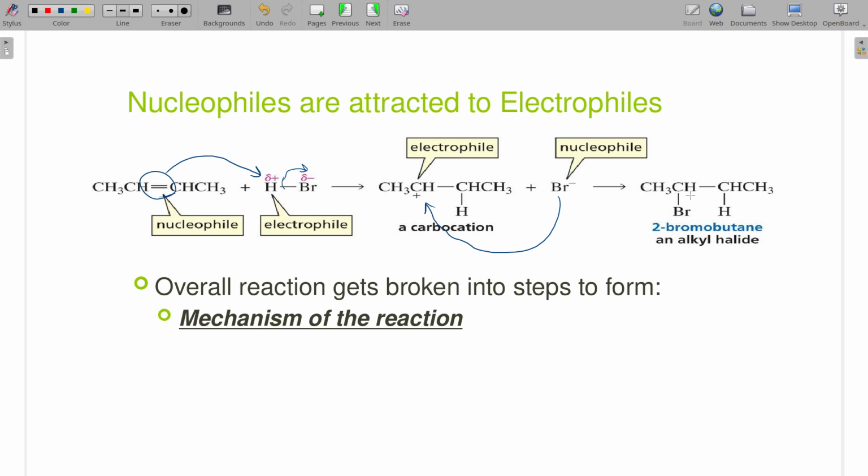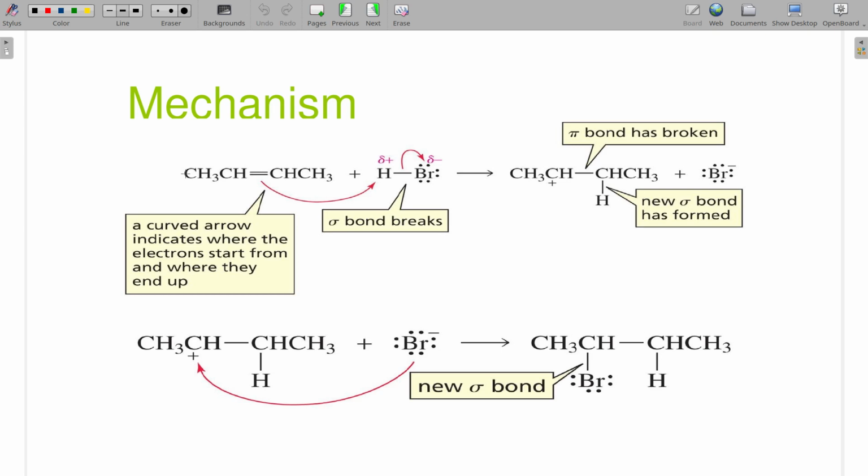Now, what I just did was draw out the mechanism for that. The mechanism of the reaction is going to help us understand what's going to happen when I change this initial alkene. Because it turns out alkenes always do this, but some of them react faster than others. So it really depends on what else is on the molecule rather than just the double bond. But understanding that full mechanism helps out.